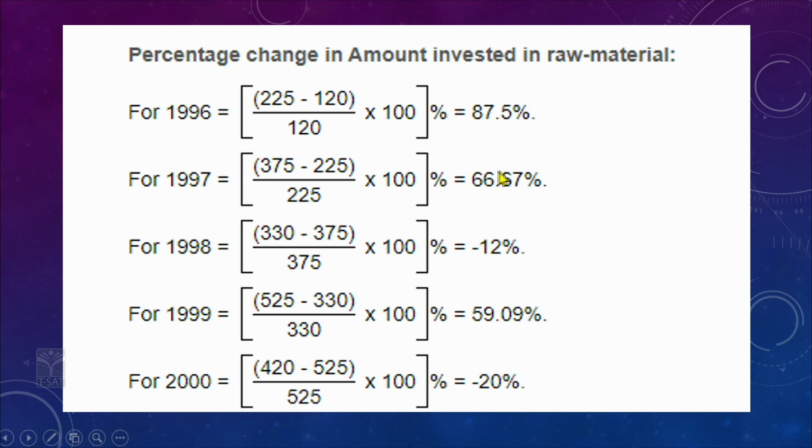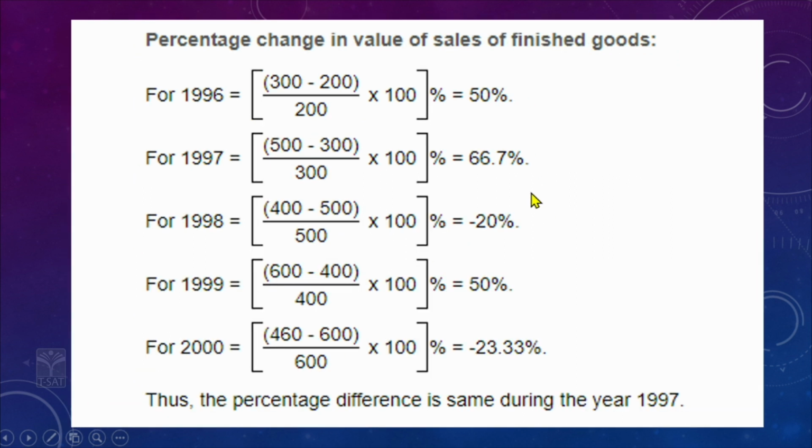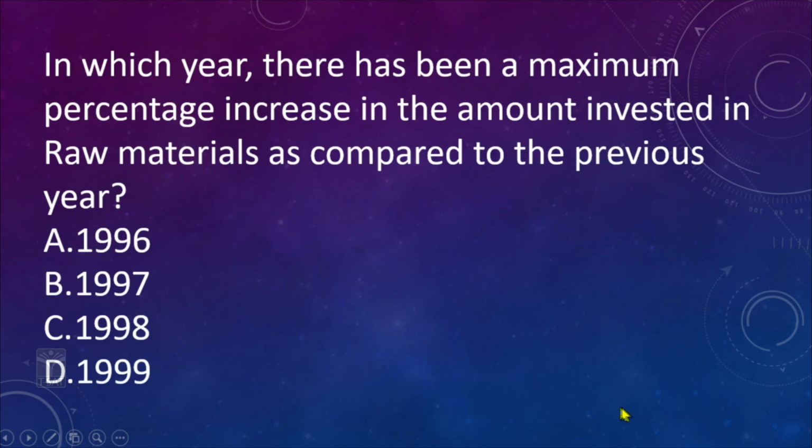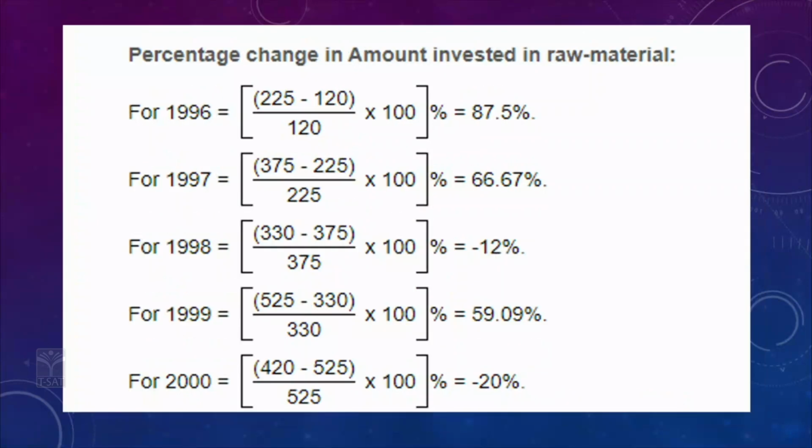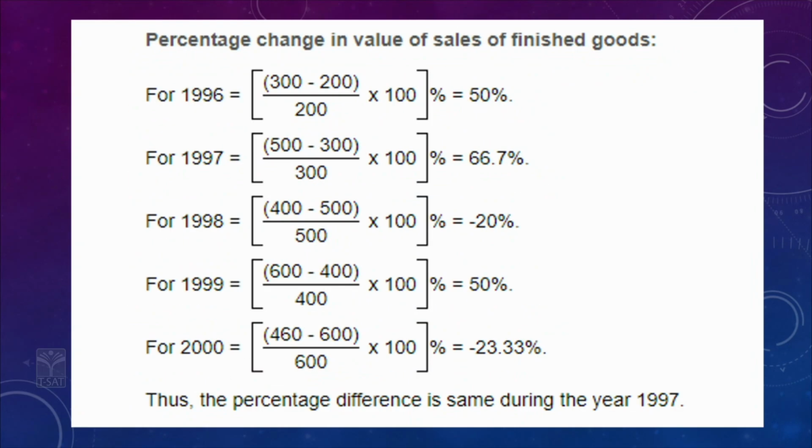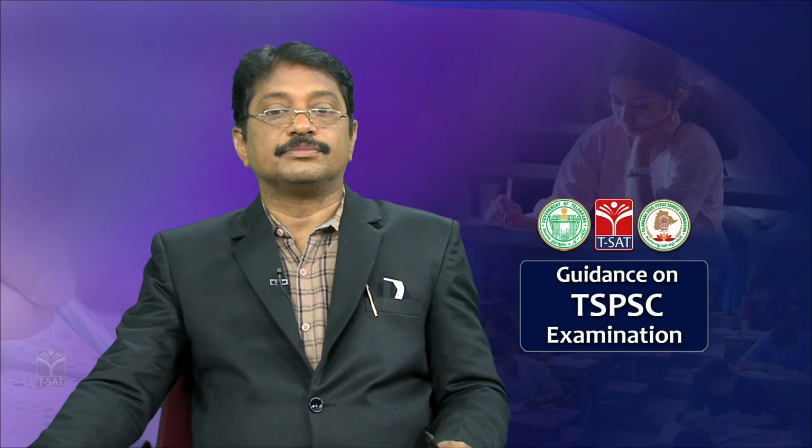Here in 1997 it is 66.67% versus 66.7%, so different. So 1998 and 2000. The percentage change is the same during the year 1998, correct? Okay. So that is the answer. You have to identify the question. Now coming to the next question.